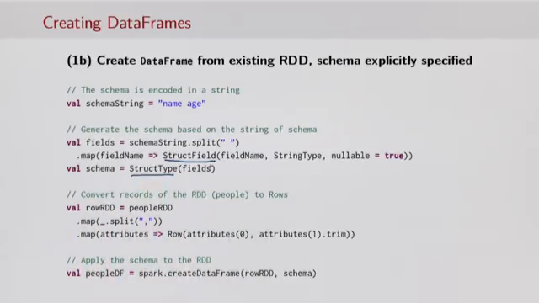Then we convert our RDD of people to a row RDD, by breaking it up and mapping everything to Row objects. And finally, we can use this createDataFrame method on the Spark session object and pass to it the row RDD that we just created as well as the schema that we just created. So that's how you manually, explicitly build up a schema and then create a data frame from that schema. It's a bit involved, but it's sometimes necessary.